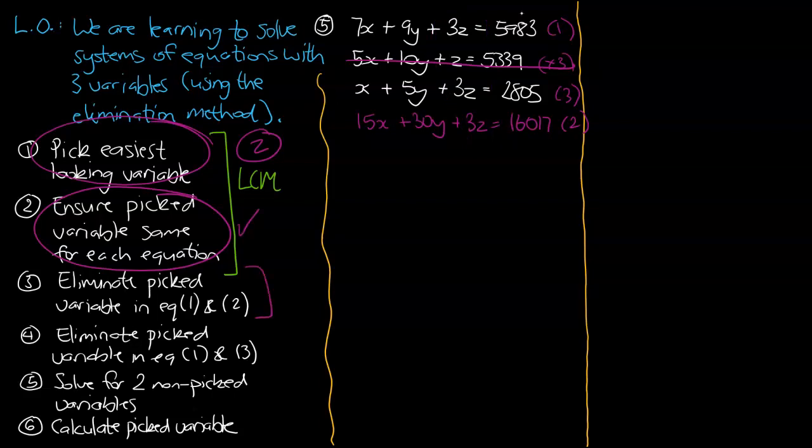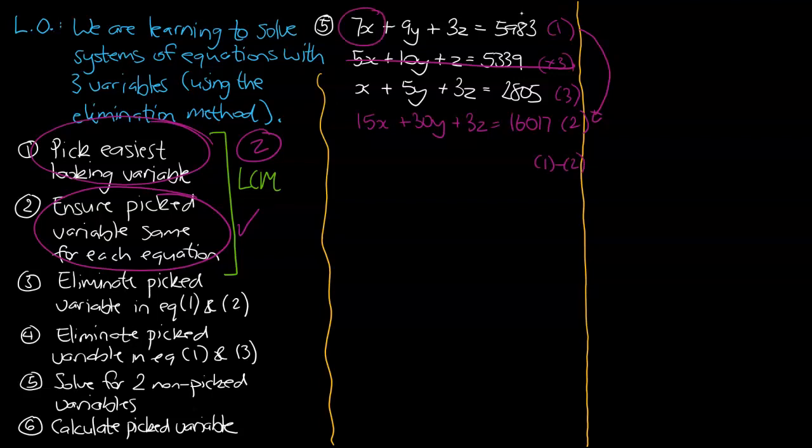Now let's think about eliminating the z, because that's our chosen variable, from equations number 1 and 2. Don't forget, equation number 2 annoyingly is down the bottom because of our little tricks that we did before. And how can we get rid of the 3z's? Again, they're both positive. That means we can just do a little bit of subtraction. So we're going to go equation number 1 minus equation number 2.